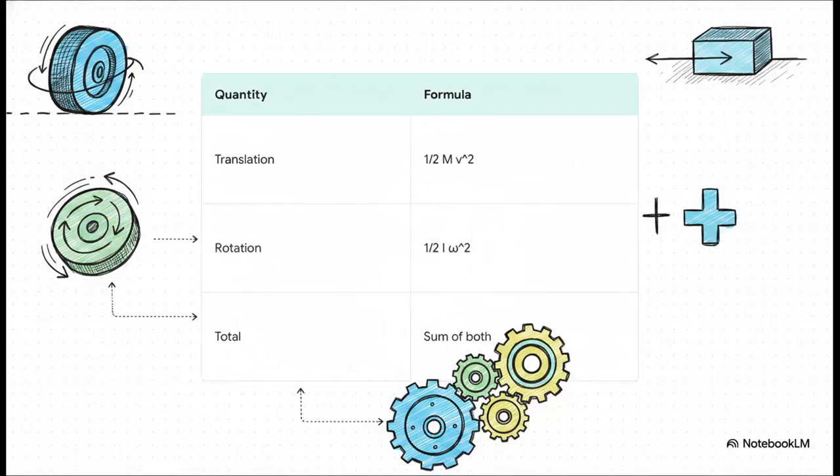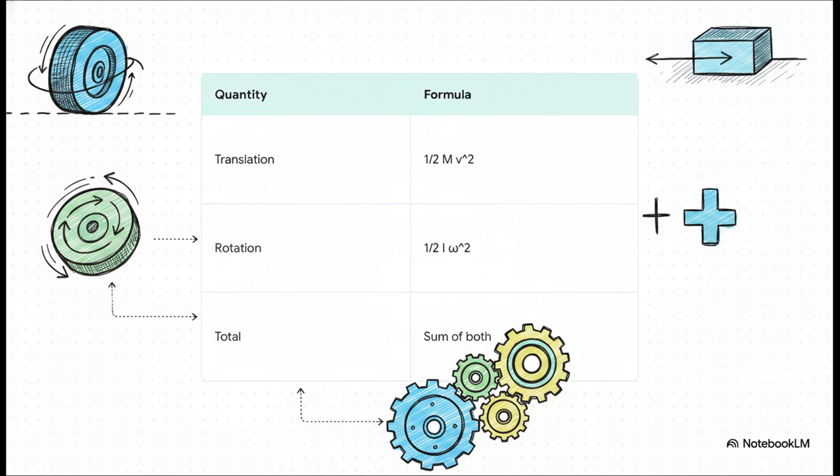Section 5. Energy in motion. Finally, let's look at how we measure the kinetic energy of an object that is doing both, moving forward and spinning at the same time. The absolute best part here is that we don't need to invent any complicated new math. Because rolling is just a combination of those two motions we discussed, the total energy of a rolling rigid body is literally just the simple sum of its translational and rotational kinetic energies.